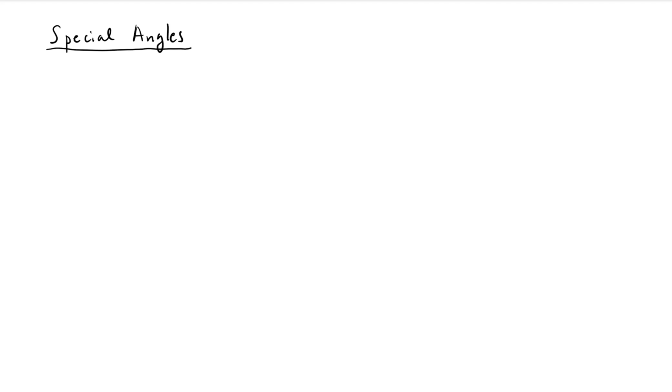Now there are some special angles for which we can easily find what sine and cosine are, and those special angles are 0, pi over 6 radians, which is 30 degrees, pi over 4 radians, which is 45 degrees, pi over 3, which is 60 degrees, and pi over 2, which is 90 degrees. So 0, 30 degrees, 45 degrees, 60 degrees, and 90 degrees.